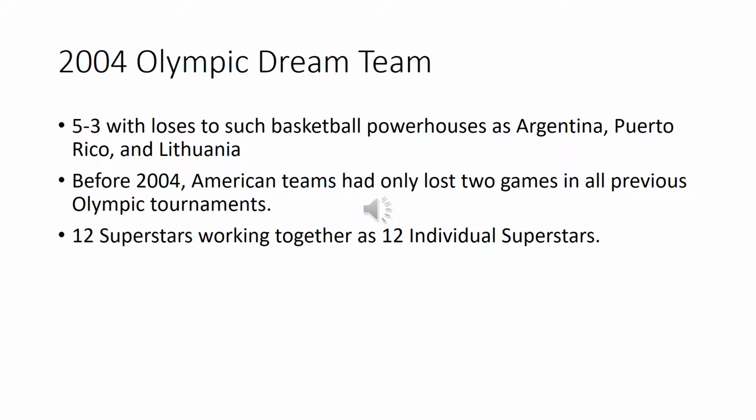Well, 3 basketball powerhouses, Argentina, Puerto Rico, and Lithuania, beat us, right? And their tactic was quite simple: whoever had the ball, everybody go and guard him. Just guard them and take the ball away from them, right? This is the worst performance, two losses, in all the previous Olympics put together. And again, there are 12 super chickens working as super chickens.